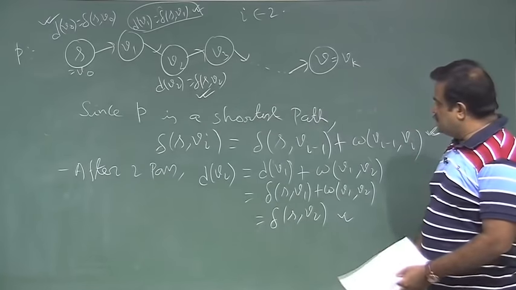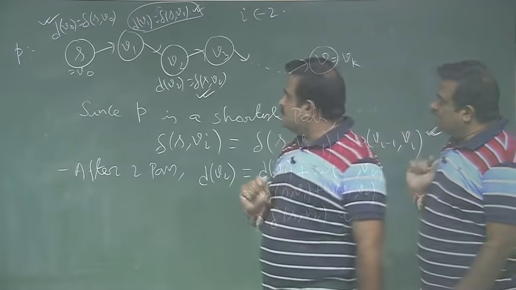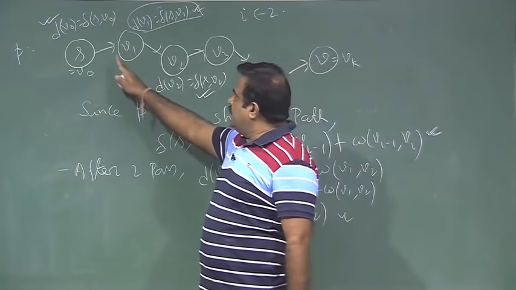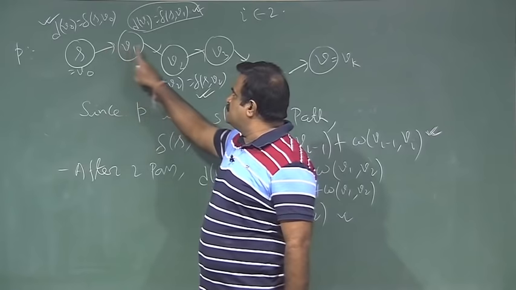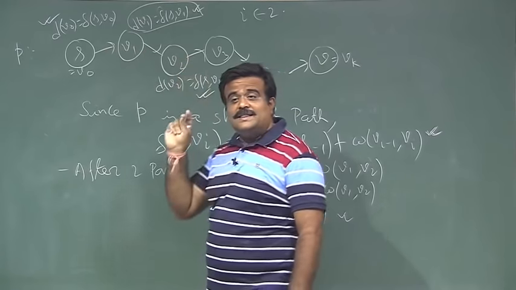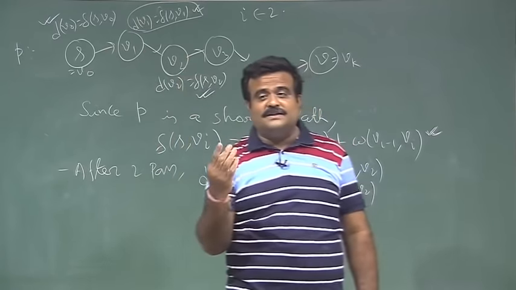Okay. Now, similarly, suppose our numbering is like that, this is edge number 1, this is edge number 2 like this, then in the first pass itself it is done.